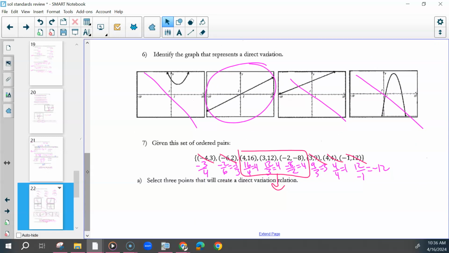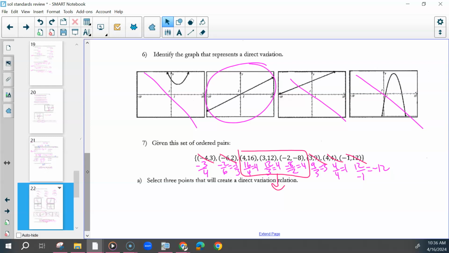And then for 7a, you had to find which of these 3 points would make a direct variation equation. They all had to have the same k value or fall in the same line, which would be 4, 16, 3, 12, and -2, -8.